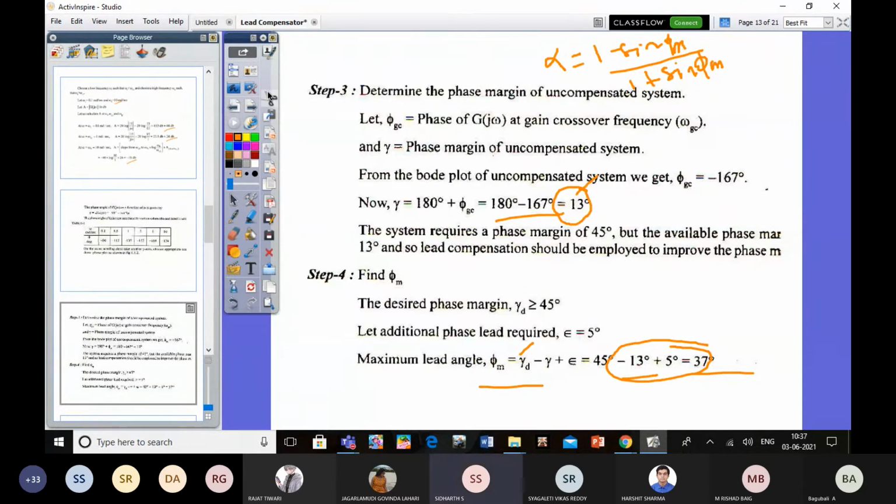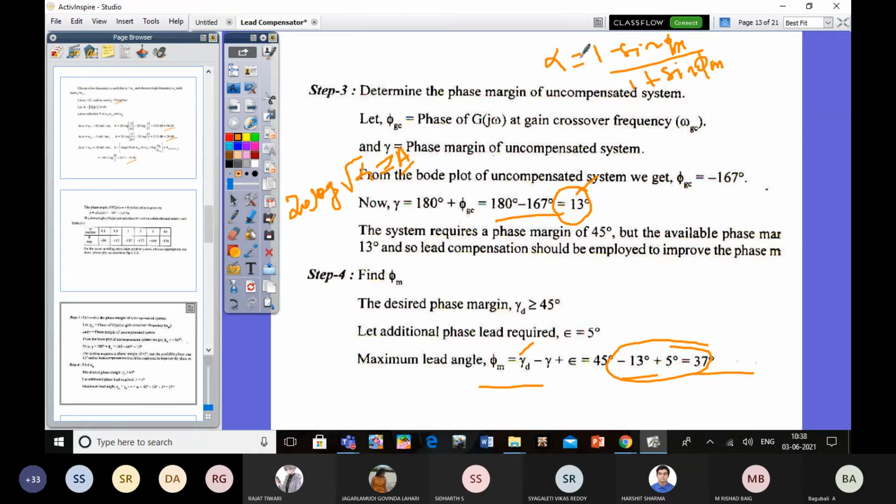My dear student, we'll calculate omega m. Before calculating omega m, we can find the magnitude for this alpha. How to determine the magnitude for this alpha? I told you: 20 log of root of alpha, which is equal to the magnitude A. In the previous problem, I have given this in the lag compensator. The same procedure applies here; instead of that beta, you put root of alpha. So you will get the value of A.